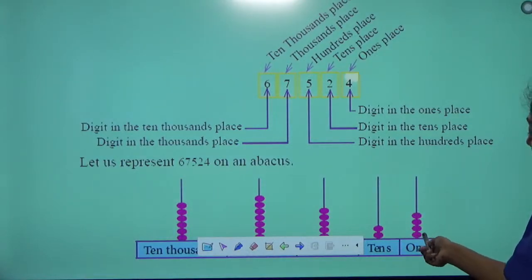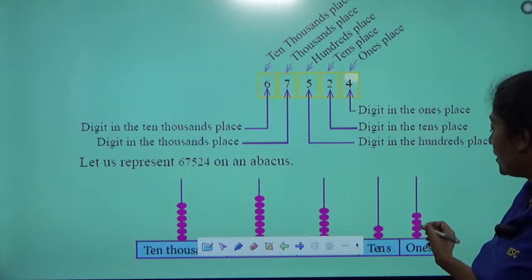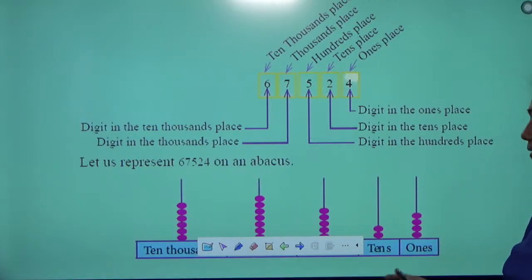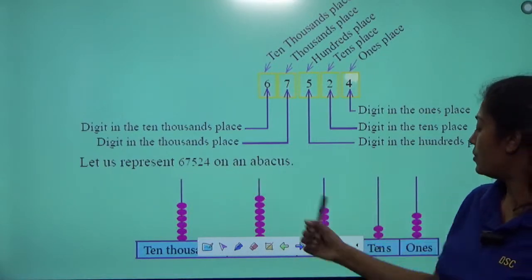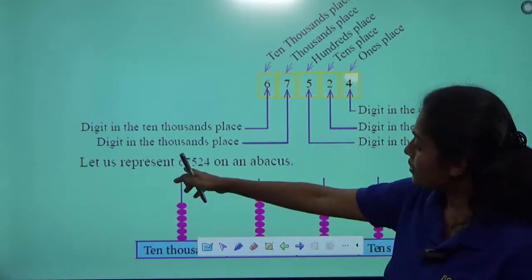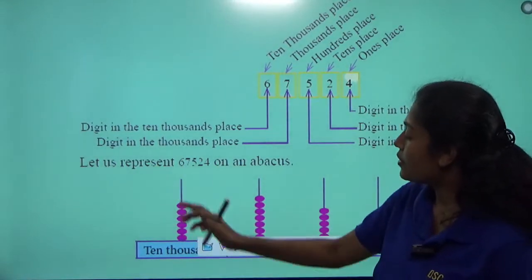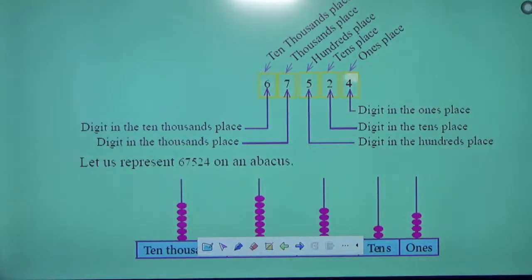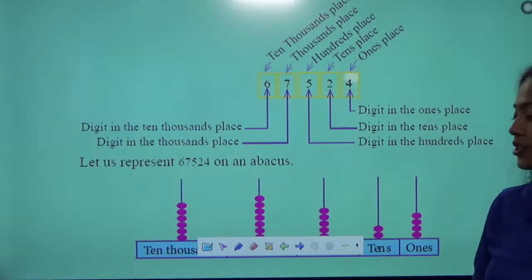Here in the ones place, how many rods do you have to include? The number 4 is there, so you have to add 4 rods. Then in the tens place, you have 2, so you have to include 2 rods. Likewise, in the 10,000 place you have 6, so you have to include 6 rods. Right? Then I will ask a question.